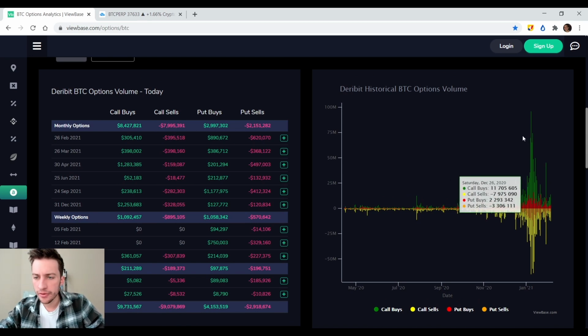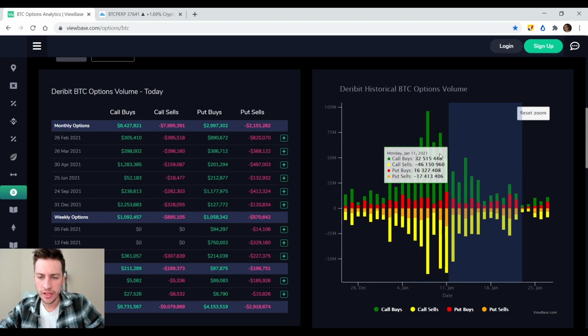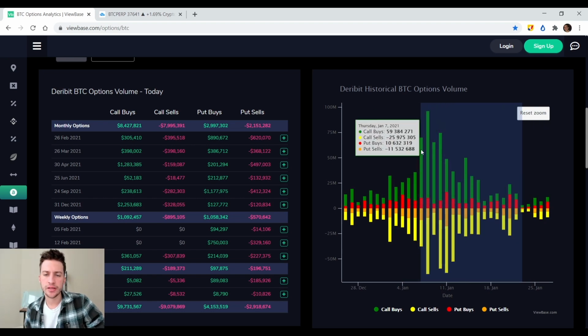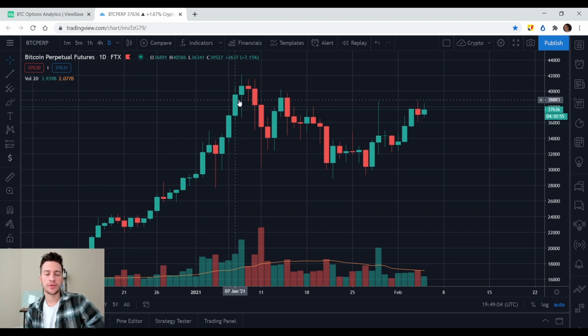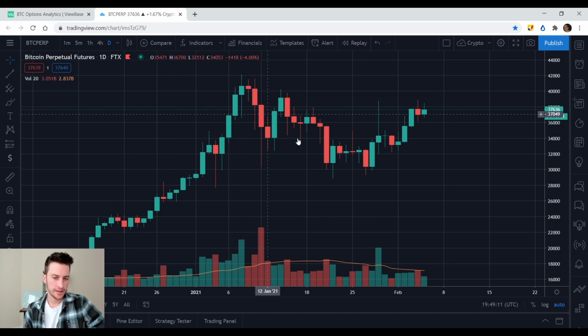Another example here that I want to show you guys, the last one, is January 7th, which was quite insane too. Look at the difference between call buys and call sells. So many more people were buying calls and shorting puts, and January 7th was actually right here. So these two days, not surprisingly, is when we had the largest amount of calls bought, literally right at the local market top. That's what happens.